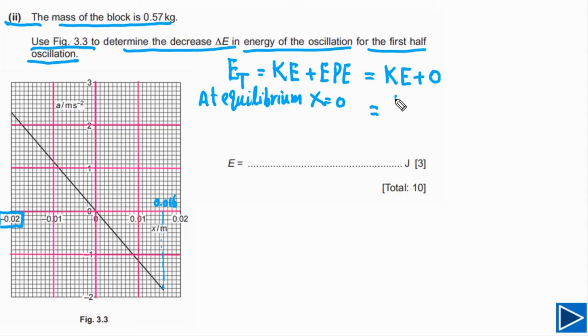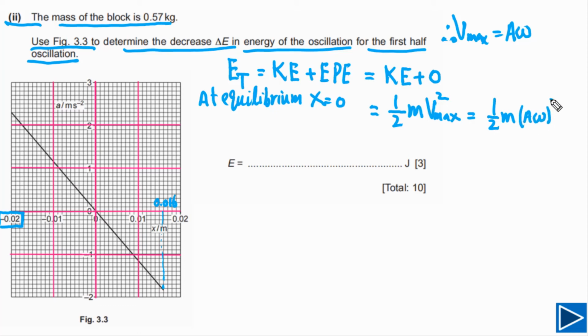So kinetic energy we can write down. Kinetic energy will be equal to 1/2 m V max, because at equilibrium speed of the block or any oscillator is maximum, and V max in simple harmonic motion is equal to A times omega. So simply we can replace V with A times omega. So total energy of oscillations is simply equal to 1/2 m A squared times omega squared.